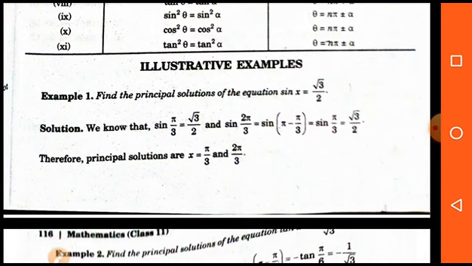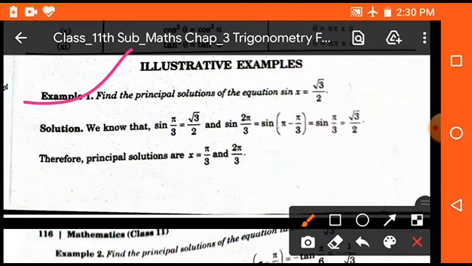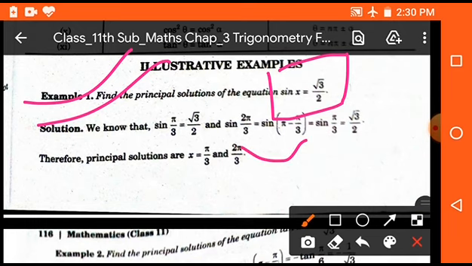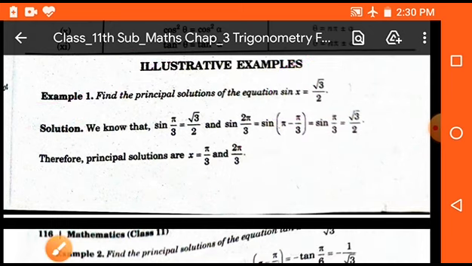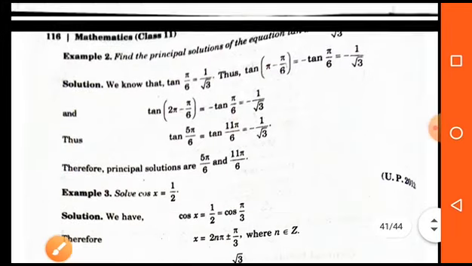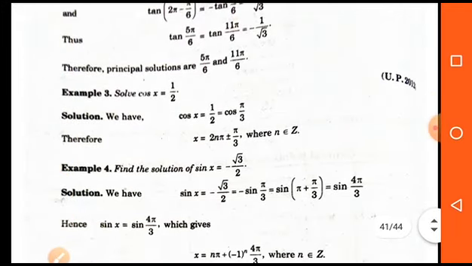Find the principal solution of the equation sine x is equal to root 3 by 2. So here sine pi by 3 is equal to root 3 by 2. That means we can put sine of pi minus pi by 3, which is equal to sine pi by 3, is equal to root 3 by 2. Therefore, the principal solution is x equal to pi by 3 or 2 pi by 3. Clear, students? Okay, now see another example.